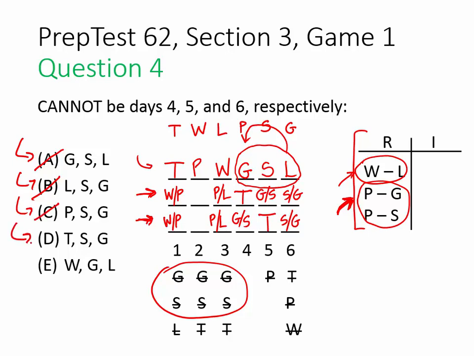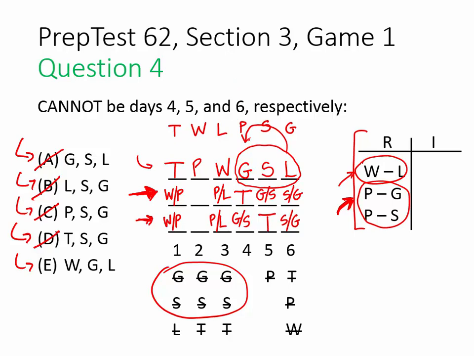Answer D, T, S, and G. You can see right away that T, S, and G could work right here in our second limited option. So that's possible. And we get to our last option, which is E. And you notice it has W, G, L, and there is never a situation where W could be in spot 4. If we want to confirm that, we can try and draw it out right in here, say.